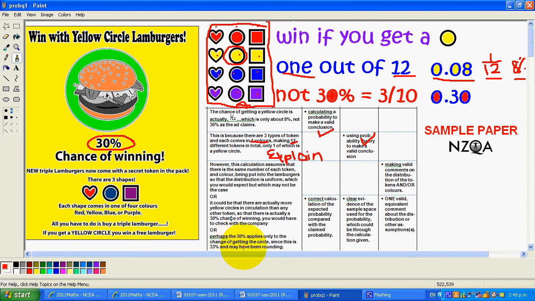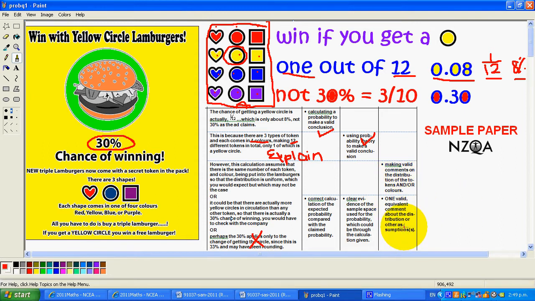And the other thing you could say is that perhaps the 30% applies only to the chance of getting a circle, since it's 33% and may have been rounded. But it says 30% chance of winning and you actually have to have a yellow circle to win, so I think that's a bit stupid myself. So basically one valid extra comment.